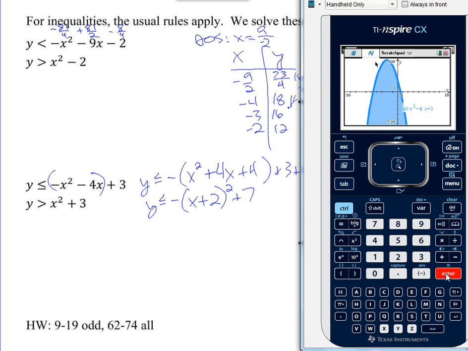I thought we were doing the bottom one. We are doing the bottom one. The bottom system. The bottom system of inequalities. That's what mine came up with. Well, then you used the wrong symbol.